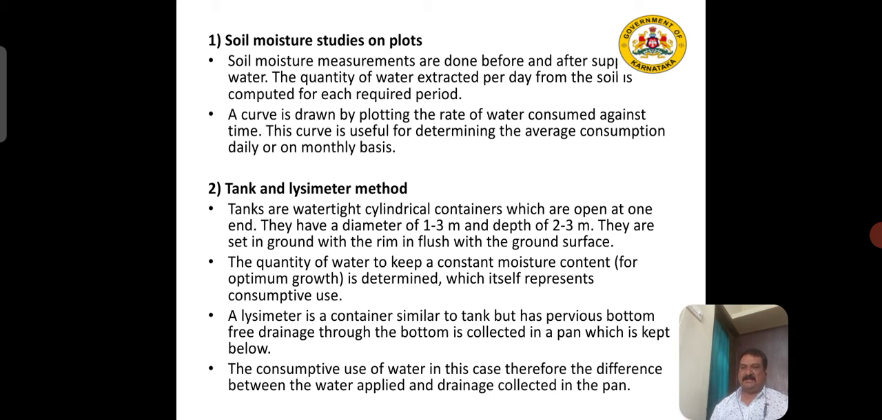Here the lysimeter is a container similar to the tank but has a pervious bottom. Free drainage through the bottom is collected in a pan which is kept below. The consumptive use of water in this case is the difference between the water applied and the drainage collected in the pan.